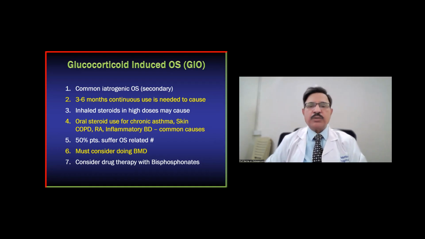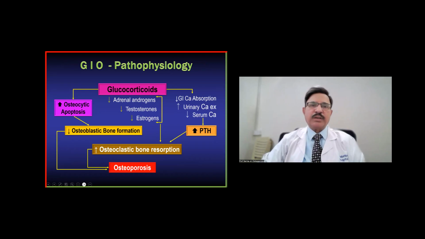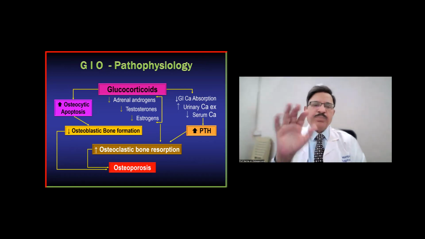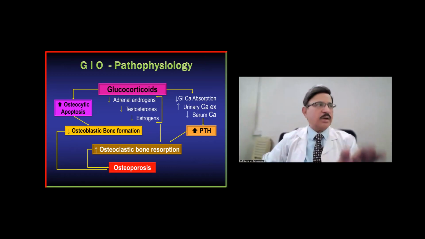How do I do that? I treat these patients: stop the steroid now, and then give them bone mineralizing drugs like bisphosphonate. What is the pathophysiology? How does GIO work? I have shown you how senile osteoporosis and also PMO happen. Now I am looking at GIO pathophysiology.